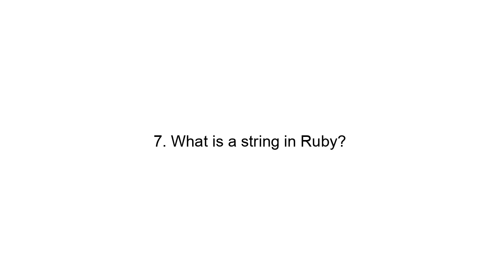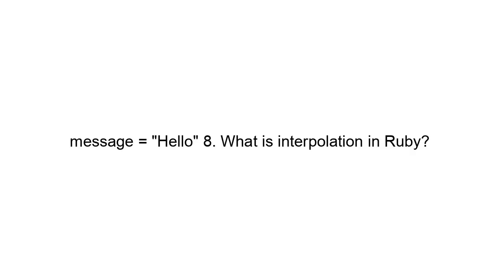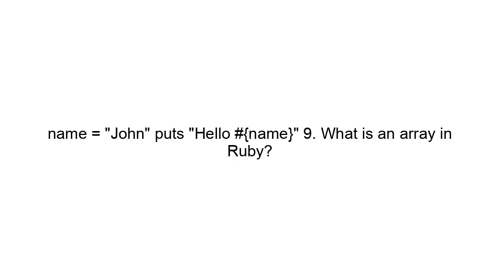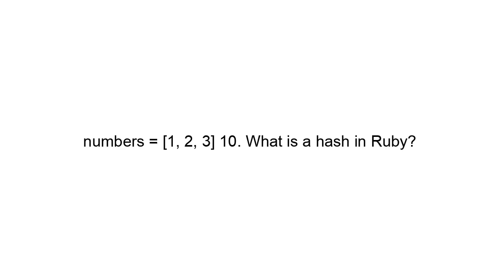7. What is a string in Ruby? Sequence of characters. Example: message = "hello". 8. What is interpolation in Ruby? Embedding variables inside strings. Example: name = "John", puts "Hello #{name}". 9. What is an array in Ruby? Ordered collection of elements. Example: numbers = [1, 2, 3].